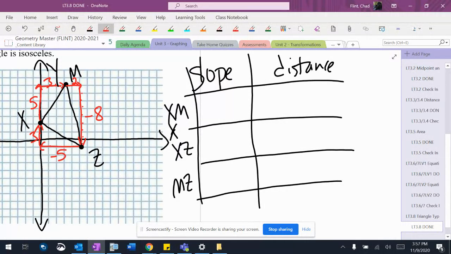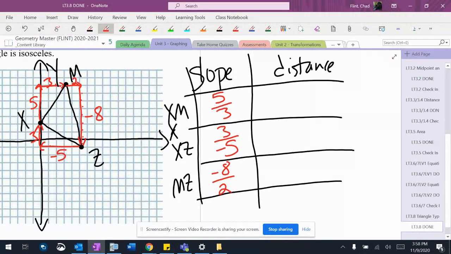So just be careful here that you put rise on top, run on the bottom. So xm is rise 5, run 3. mz is rise negative 8, run positive 2. And x, oh, that's in the wrong spot. Sorry. That's mz. xz is rise 3, run negative 5. Okay, so I got the slope.